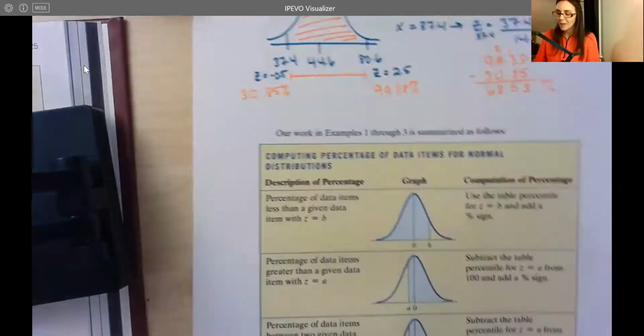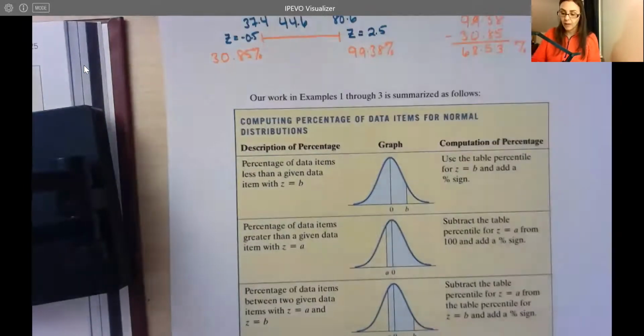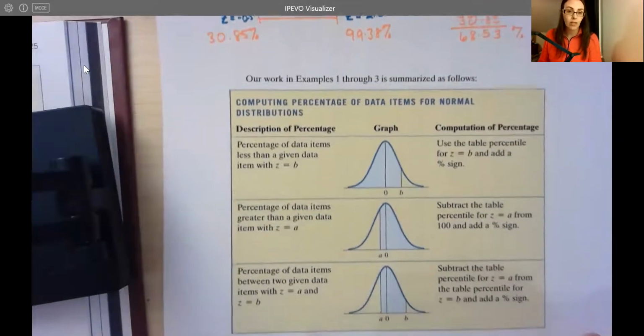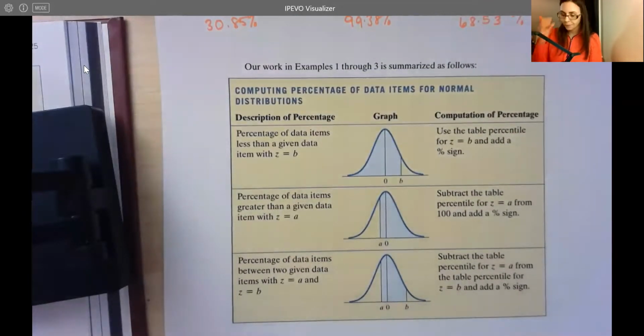So again, just another little application that we can do with z-scores. Z-scores, and even within them the standard deviation, have so many applications in statistics. This is just some of them.